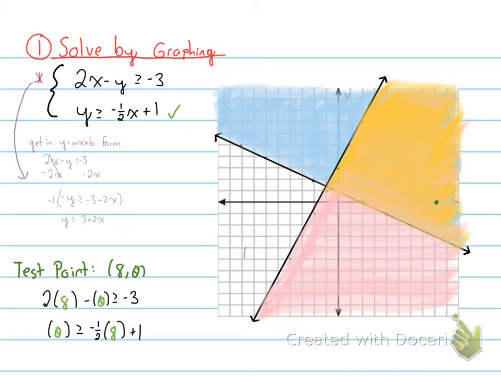I'm going to plug them into both equations. 16 is greater than or equal to negative 3, so that works out. And 0 is greater than or equal to negative 3, so that also checks out. Any other coordinate, again, that I pick in that yellow region, when I plug them into my original equations, will hold them true.